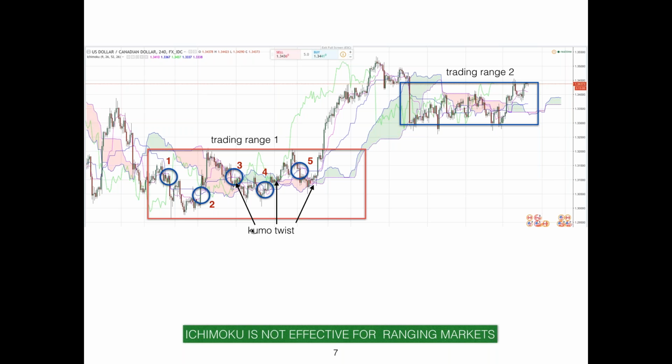So if you read into this chart more closely and you are an Ichimoku user, there is one clue that this market was going to be stuck in a range. That clue is the Chikou span. The Chikou span had been moving sideways.